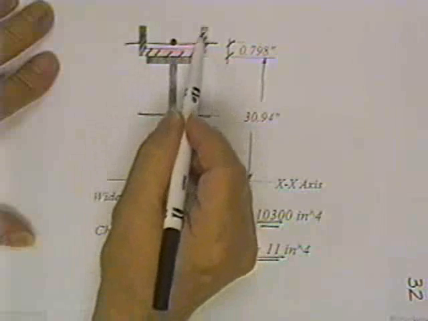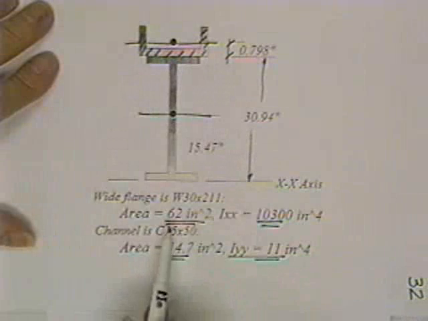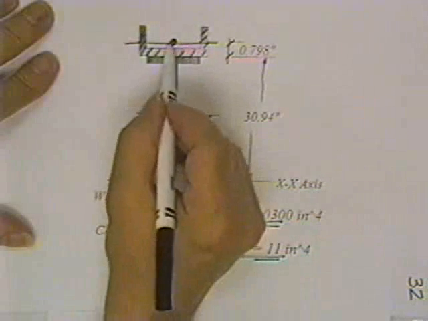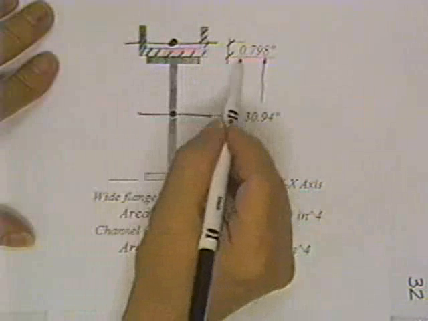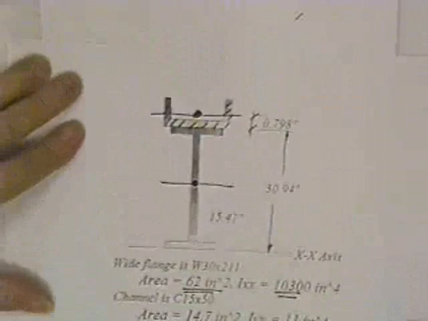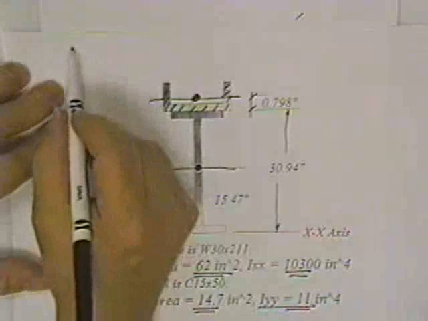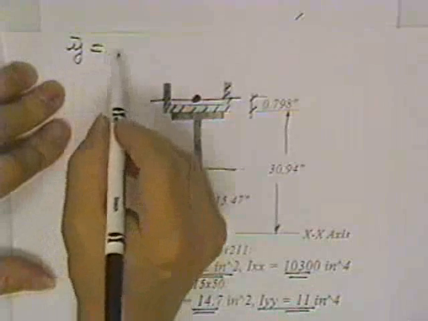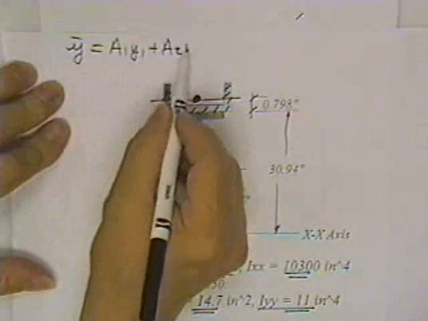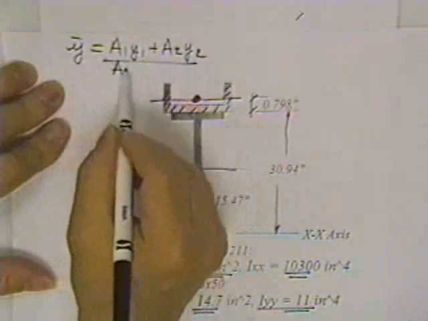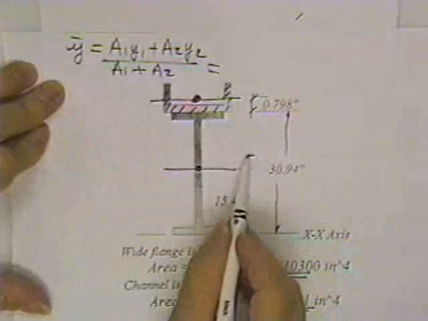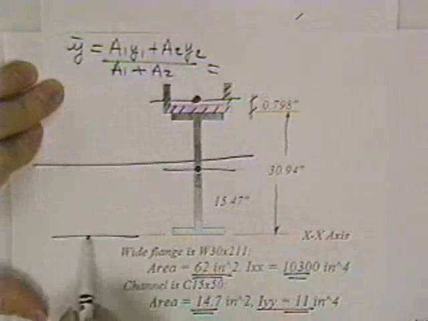You know its cross-sectional area, and you know this one's cross-sectional area, and you know where its centroid is, and you know where that one's centroid is. So you simply flop it in the equation. Y bar is equal to A1Y1 plus A2Y2 divided by A1 plus A2, and that'll tell you where the centroid is.